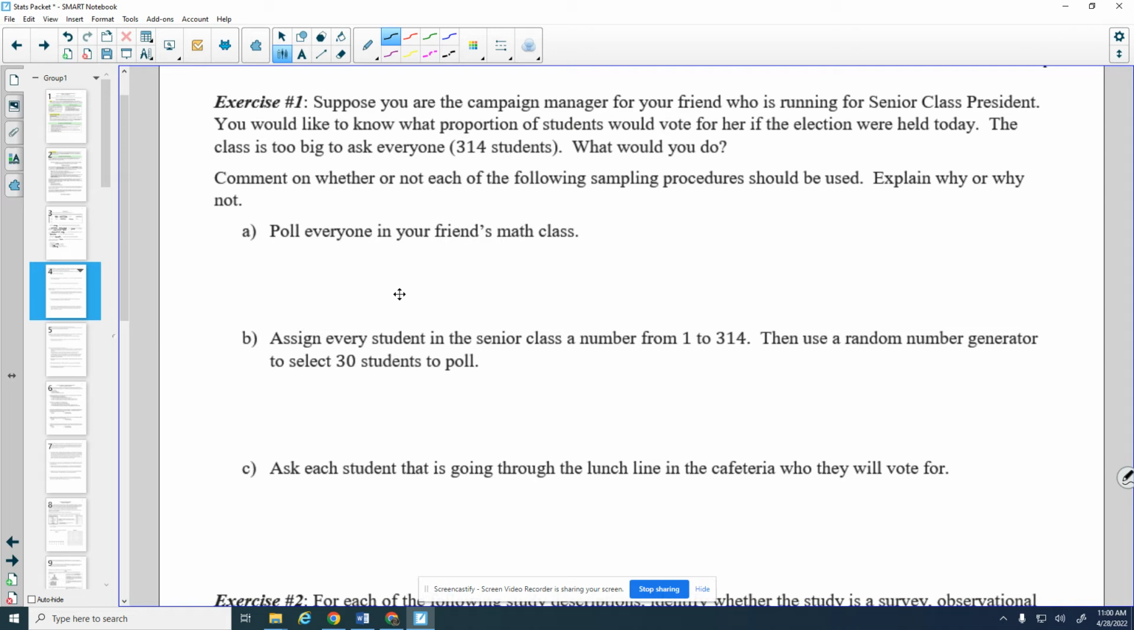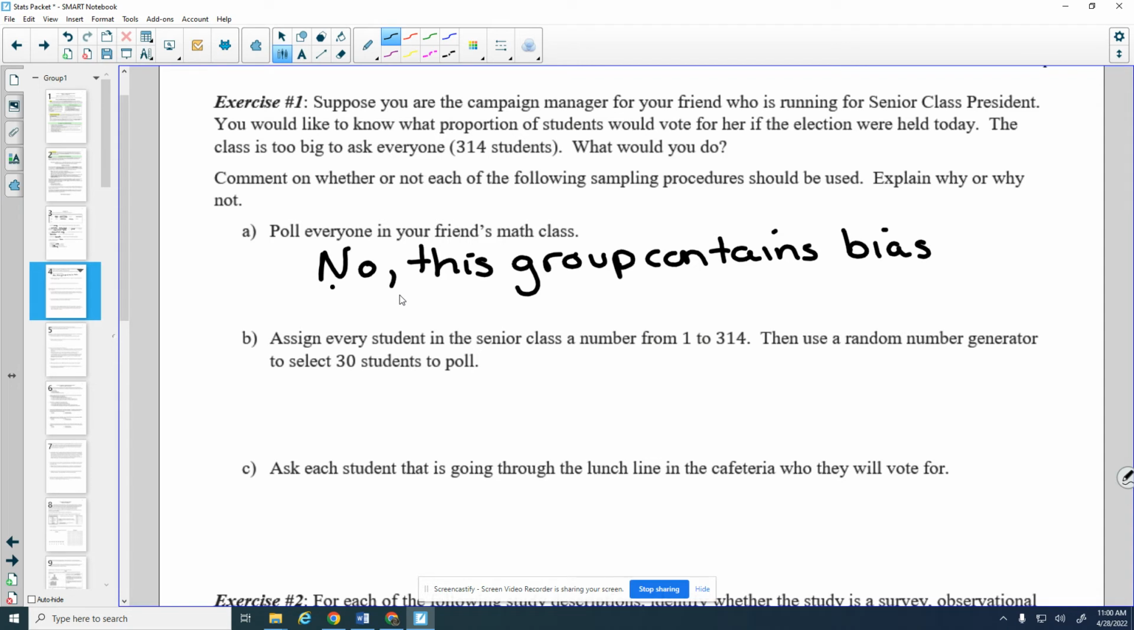So one thing to do is poll everyone in your friend's math class. Now that's pretty convenient because they're all in one room, but the people in your friend's math class, like at Saugerties, we have tracked math classes, so there are certain types of people, they're not really representing the whole population. If you picked one math class, also the people in your friend's math class might know her better than the general population of students. So we're going to say no. This group contains bias, because they are more likely to know your friend.